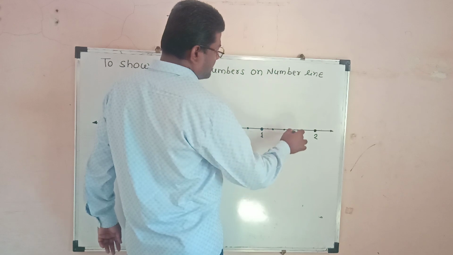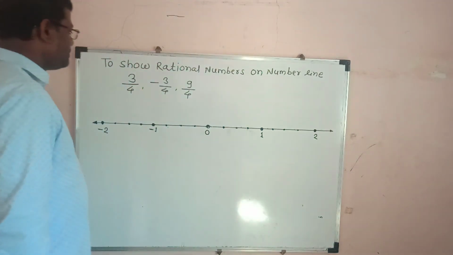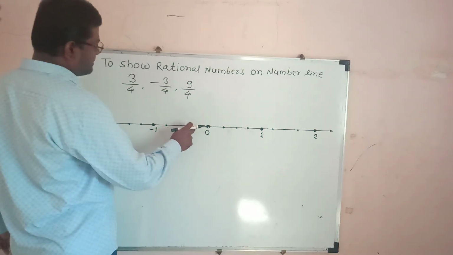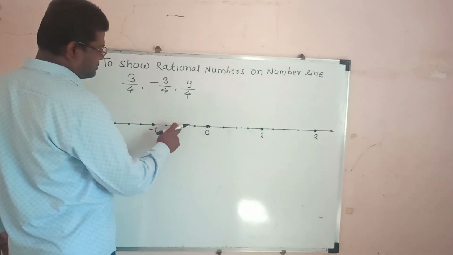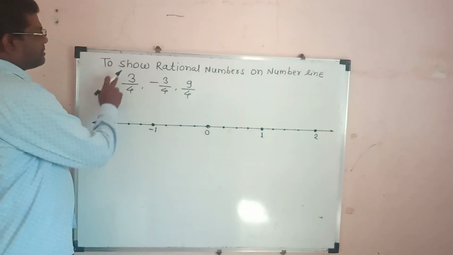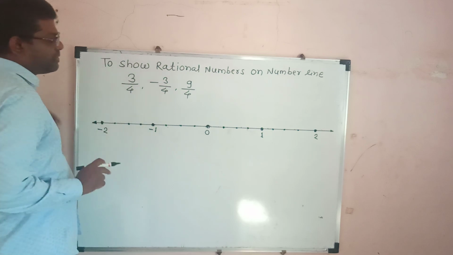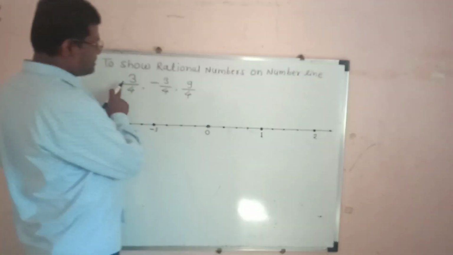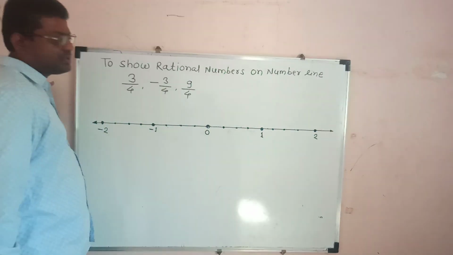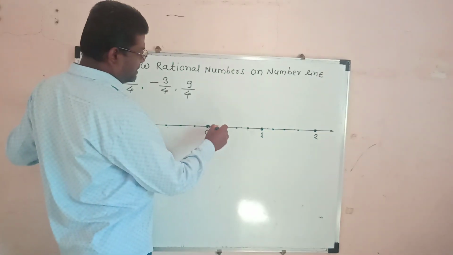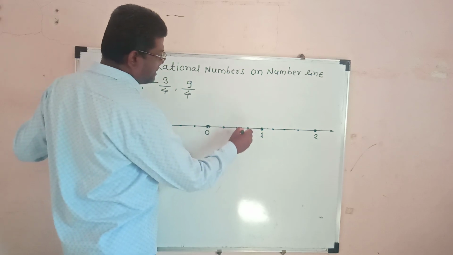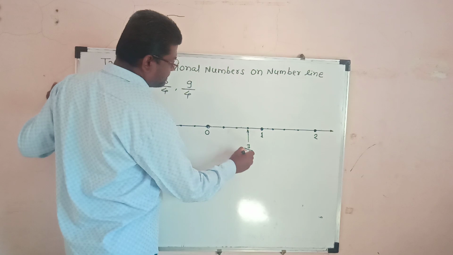This point will be 1 plus 3 upon 4. And to the left of 0, this distance is minus 1 upon 4. This will be minus 2 upon 4. This will be minus 3 upon 4. We have to indicate 3 upon 4. This is a positive rational number. Therefore, it will be on the right side of 0. And the first point will be 1 upon 4. This will be 2 upon 4. And this point will be 3 upon 4.